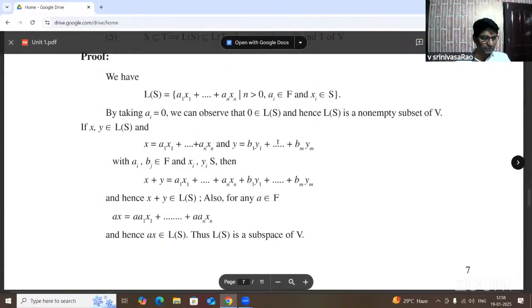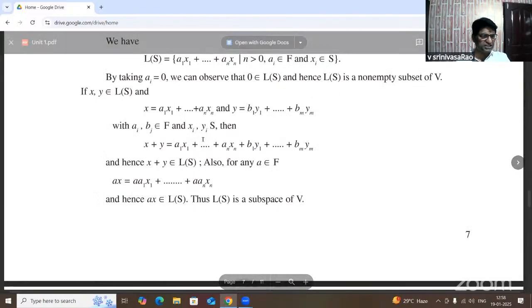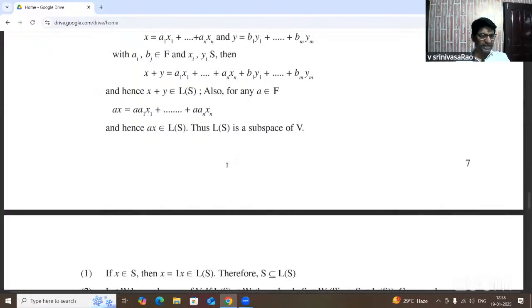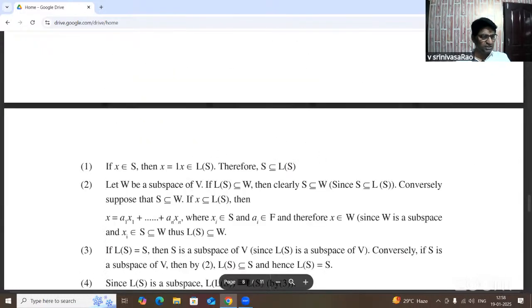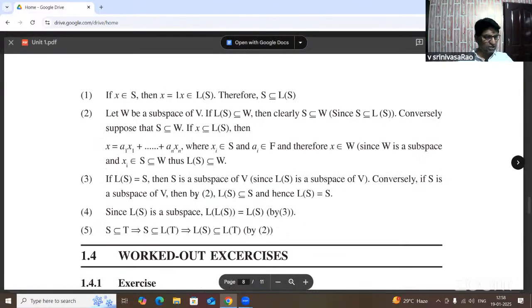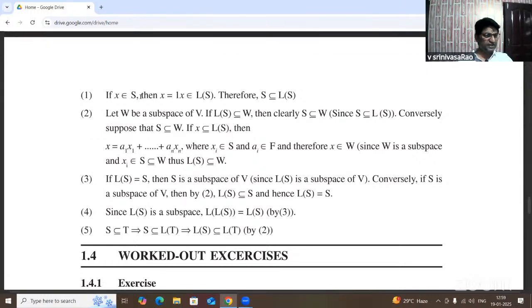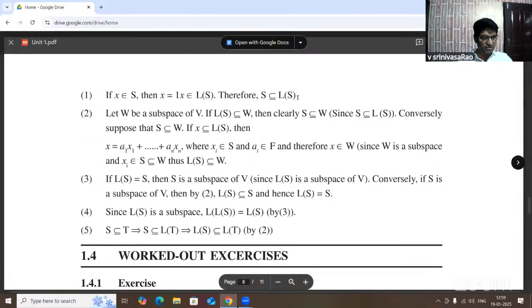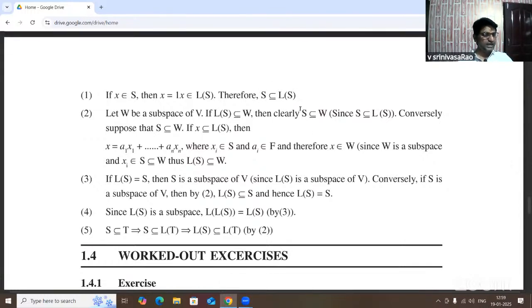When both conditions are satisfied, L of S is a subspace of V. Next, if x belongs to S, x can also be written as 1 into x. Here x is any one of the vectors in the subset, and it can be written with the identity element 1 times x, where 1 is a field element. So scalar multiplication holds in L of S. That is why S is contained in or equal to L of S.